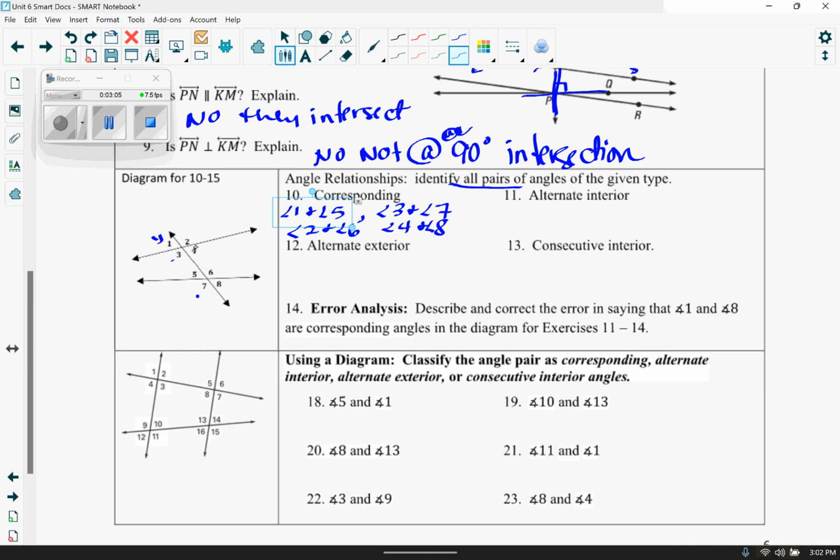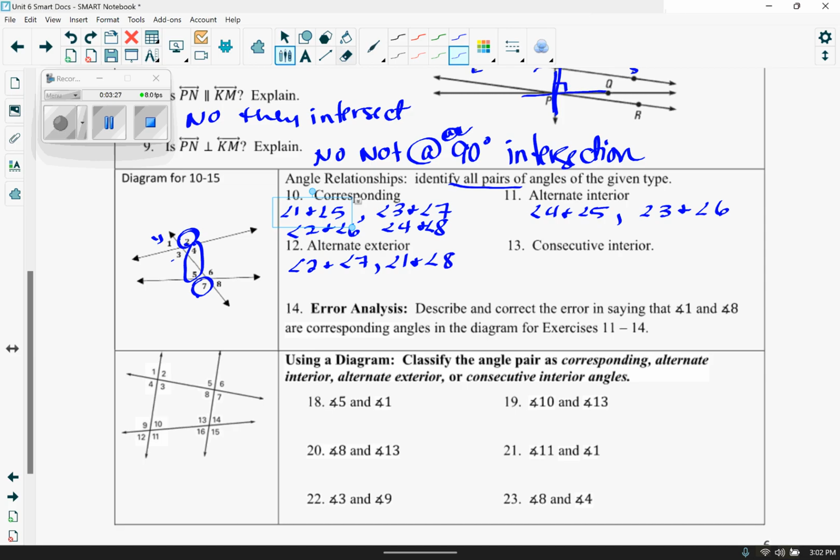Alternate interior means they go diagonal from one another. So angle 4 and angle 5. Angle 3 and angle 6. Alternate exterior, that's going to be these guys. So angles 2 and 7. Angle 1 and angle 8.